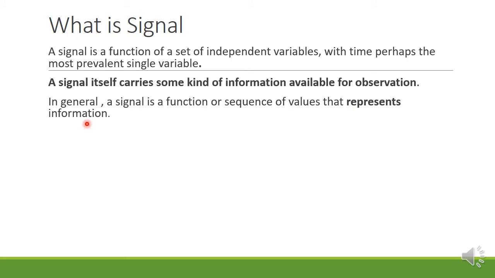What do we mean by the signal? Overall, as in the example I already gave, whatever you are hearing, my sound, is a signal. A signal carries some kind of information that is available for observation. Signals are classified into 6 types. How many types of signals are there? Totally 6 types.